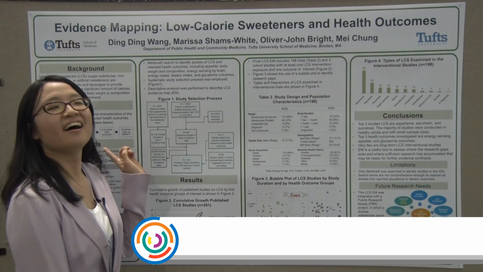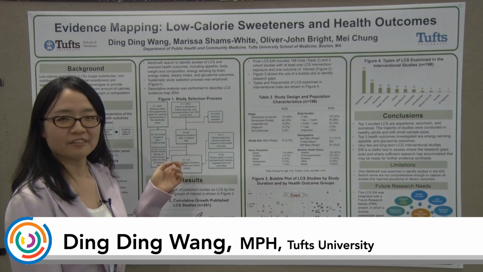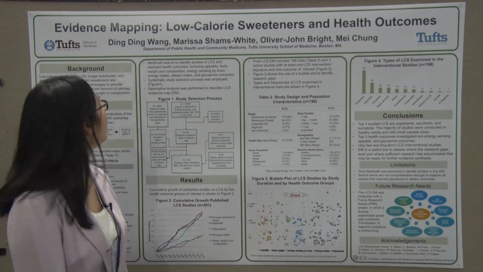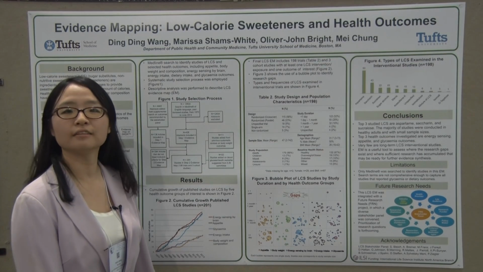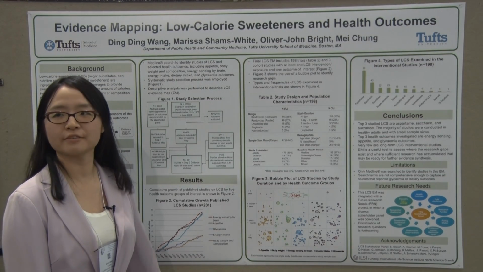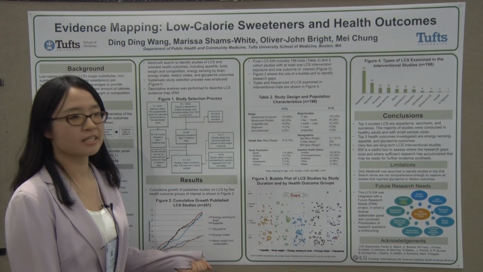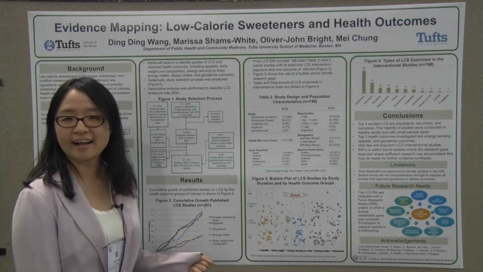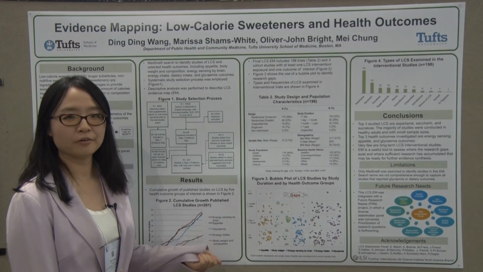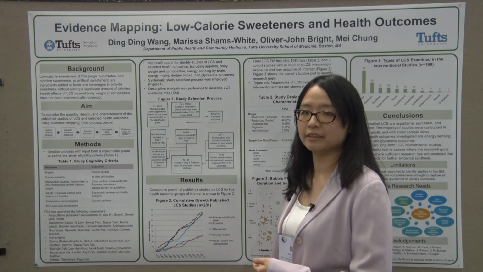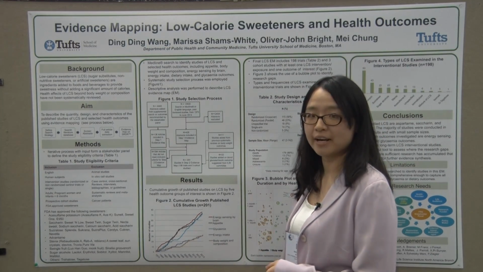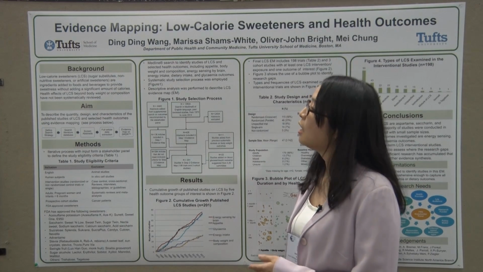This project is an evidence map on low-calorie sweeteners and health outcomes. Low-calorie sweeteners, also known as sugar substitutes or artificial sweeteners, are ingredients added to food or beverages to provide sweetness without adding a significant amount of calories.